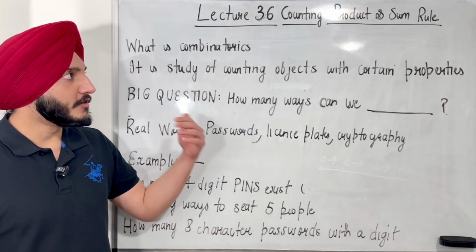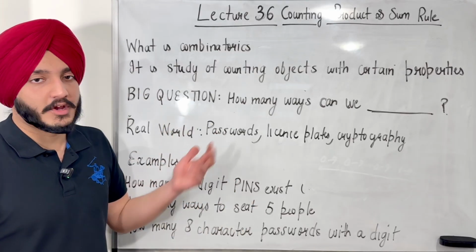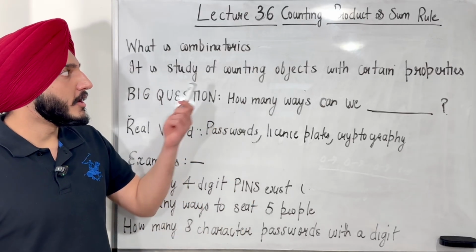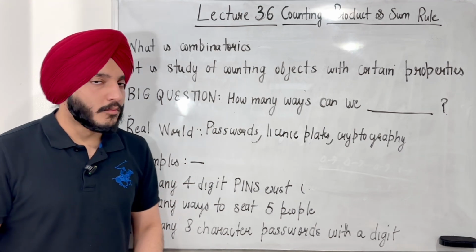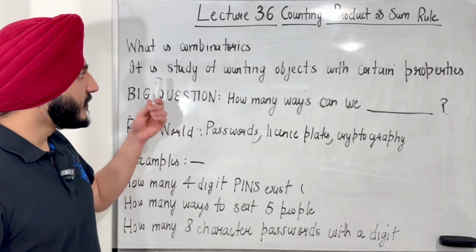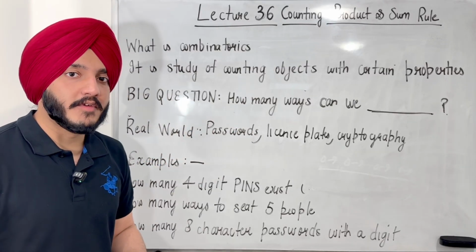But once again, we are starting with a simpler topic, which is going to be combinatorics. One word is counting, and the other word is combinatorics. So what is it again? Combinatorics is the study of counting objects with certain properties. I'll try to explain it in very simple words.